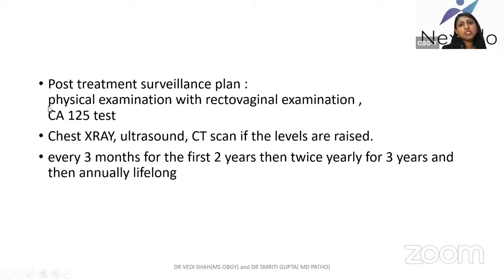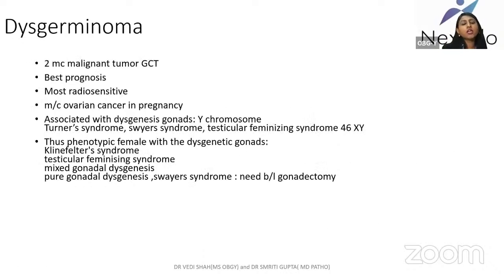The regular physical examination as well as the measurement of CA-125 needs to be done every 3 months for the initial period of 2 years. Then it is to be done twice yearly for the next 3 years, and later on, once that is completed, every year for life. So that was about the epithelial tumor.